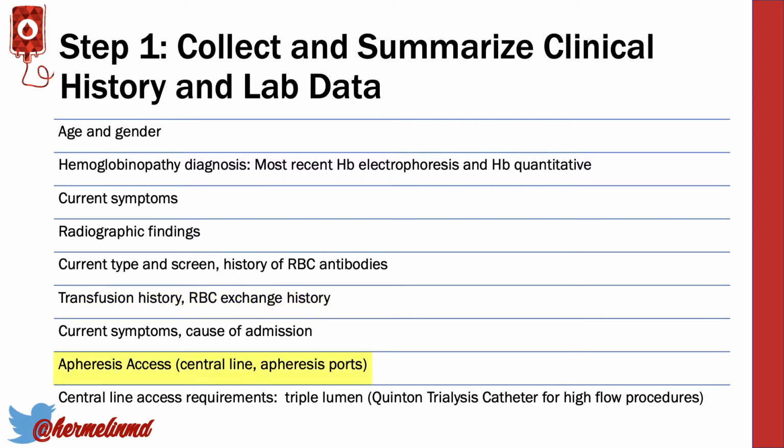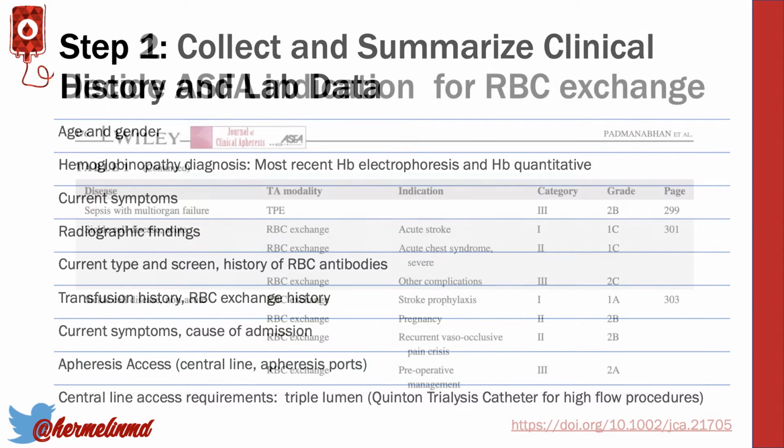Then finally, you're going to check to see if this patient has venous access, meaning does this patient have a central line, or will this patient be getting one? Or does this patient have specialized ports that can be accessed for apheresis procedures?